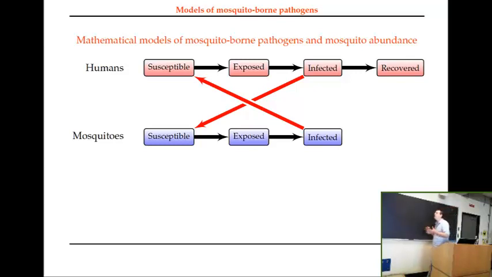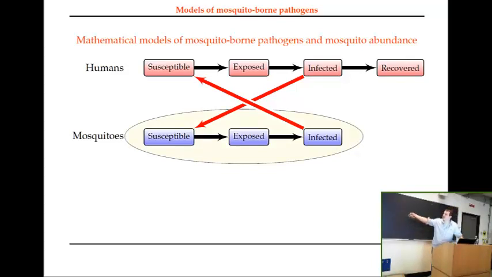There's been a lot of work developing different tweaks on this type of model, making them more complicated. Something like West Nile virus is much more complex, with multiple hosts and multiple mosquitoes all interacting in complex ways. But what we're interested in here is looking at the actual abundance of mosquitoes and how that affects what goes on with the mosquito part of the diagram.